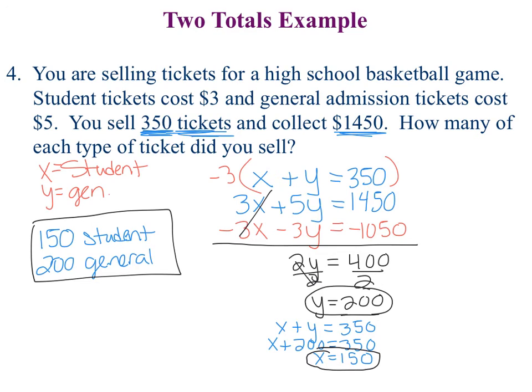If you go to do your check and you do 3 times 150, that's going to be 450, and then whenever you do 5 times 200, that's going to give you 1,000, and then 1,000 plus 450 is going to give you your 1,450. And then again, when we add x and y, that's definitely going to give us 350, so we know these are the right numbers for this one.